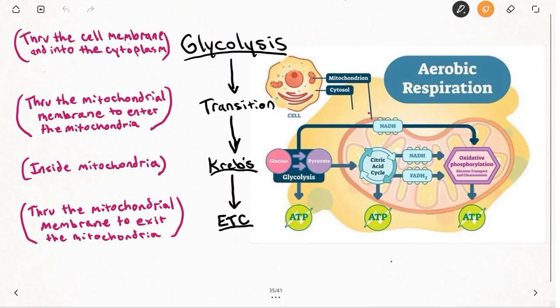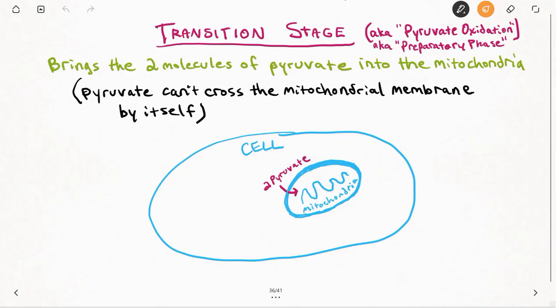Now, we know glycolysis takes the initial glucose through the cell membrane and into the cell's cytoplasm, and then the rest of glycolysis is carried out in the cytoplasm of the cell. Well, like glycolysis, transition is going to take the pyruvate molecule through a membrane, but this time it's going to be the mitochondrial membrane because we're going to enter into the mitochondrial matrix to carry out the transition stage, or preparatory phase, of the process. So the transition stage is also called pyruvate oxidation, or also called the preparatory phase of aerobic metabolism.